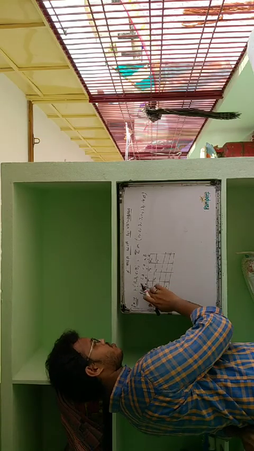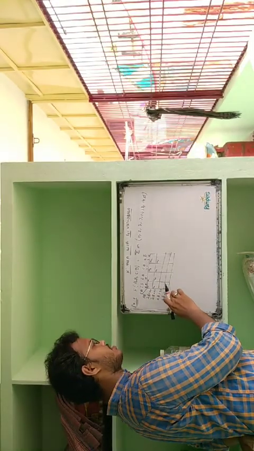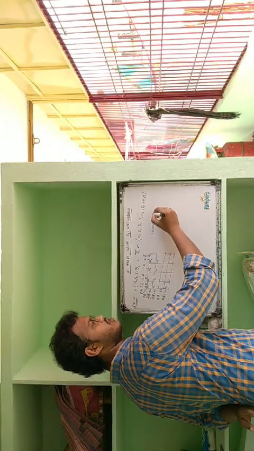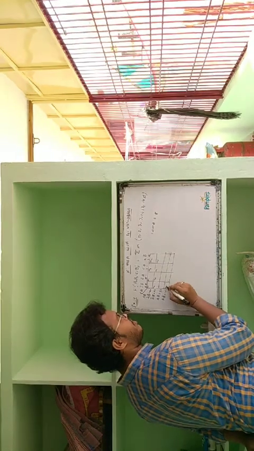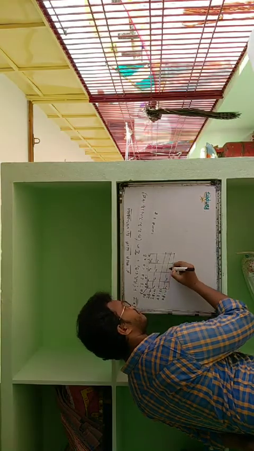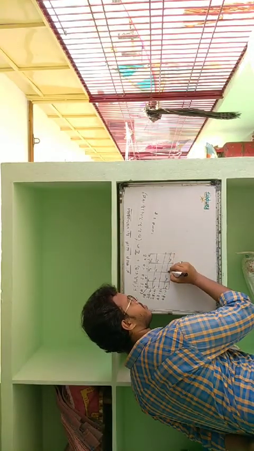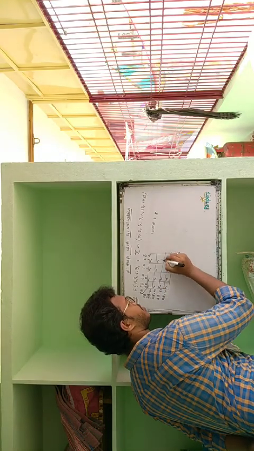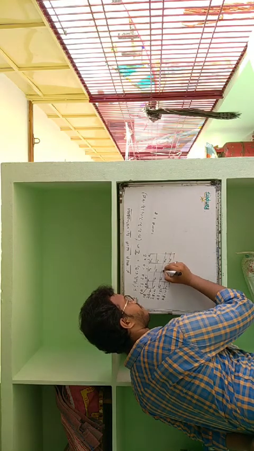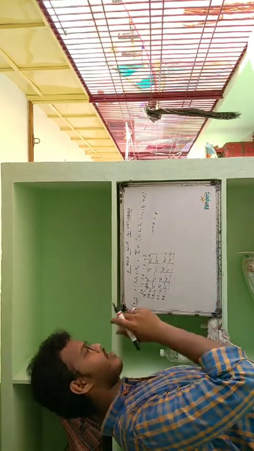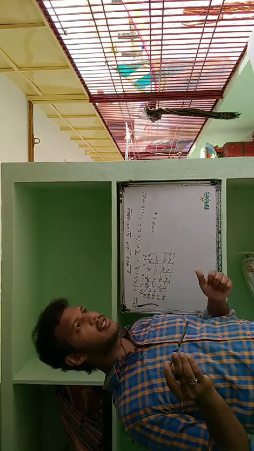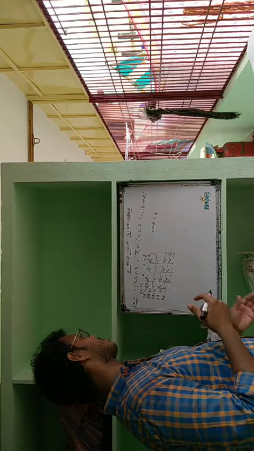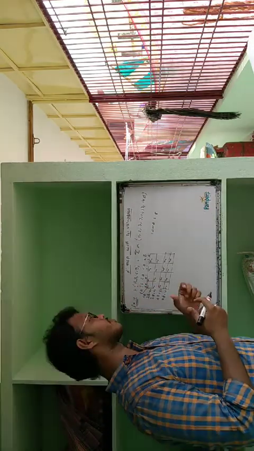So 1, 0, 0, 0 means 8. This is M8. This is M9. This is M10. This is M11. This is M12, M13, M14, M15. We have to name each cell with the min terms. Then we have to see the question.